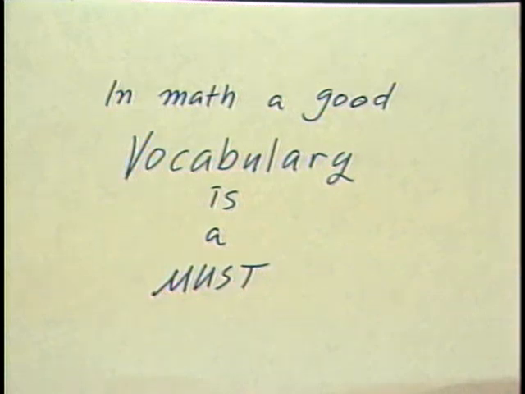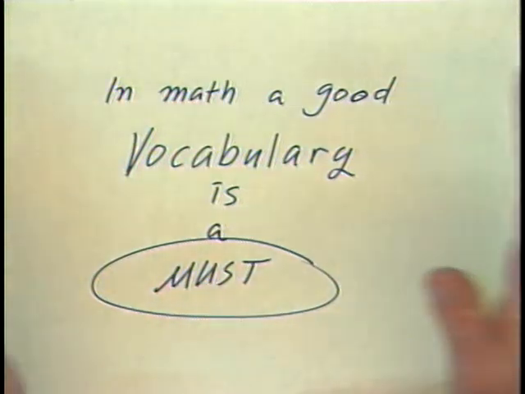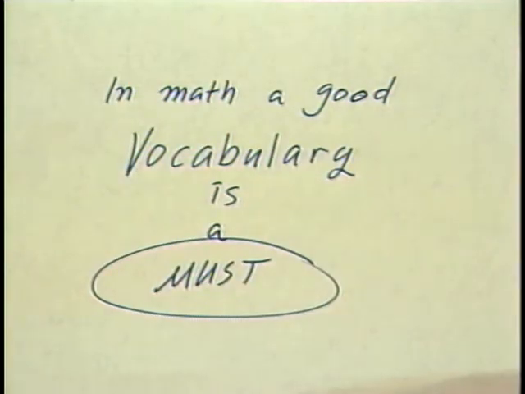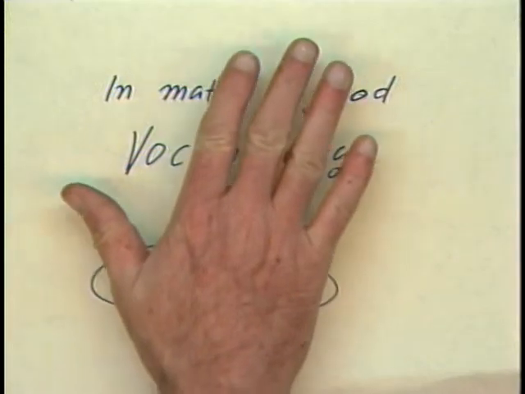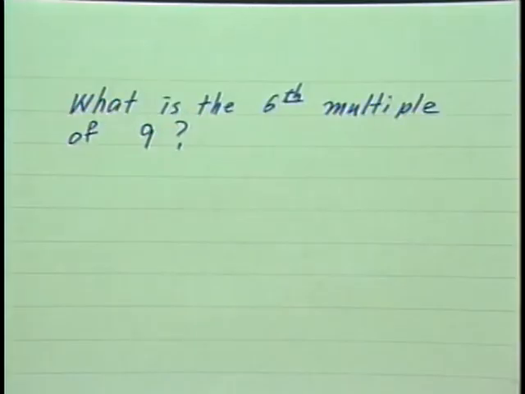So the point we're making is this. In math, a good vocabulary is a must. It's not nice, it is a must. It is impossible without it. So we will constantly nudge you on vocabulary. And in this particular lesson, our key vocabulary word, along with all of these we've just reviewed, is, do you know what is meant by the word multiple of a given number? If so, you could answer this question very nicely.